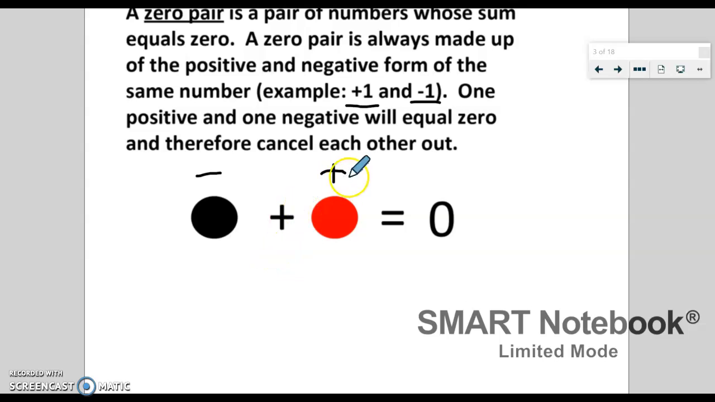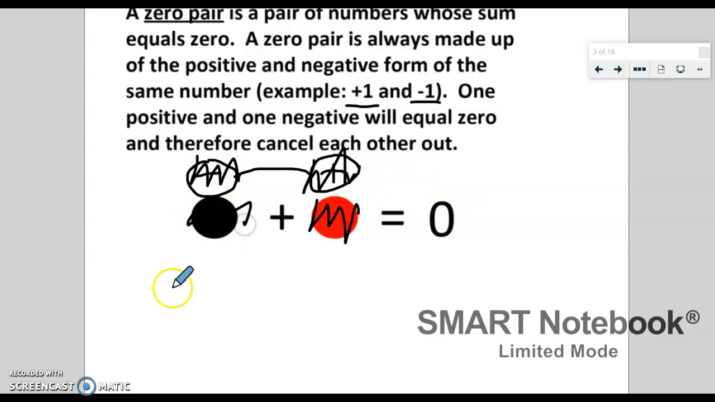If I have one positive and one negative, it's kind of like a positive and negative sign. For every positive, there's one negative, they cancel each other out. Again, for every red chip and black chip, they cancel each other out and they make 0. The one positive and the one negative cancel each other out, and you're going to have none left. So that's why the answer is 0. It's just a cancellation of a positive and a negative.